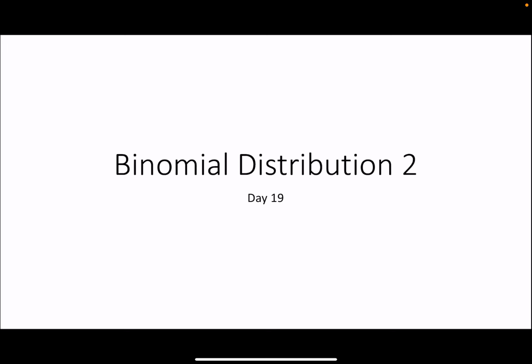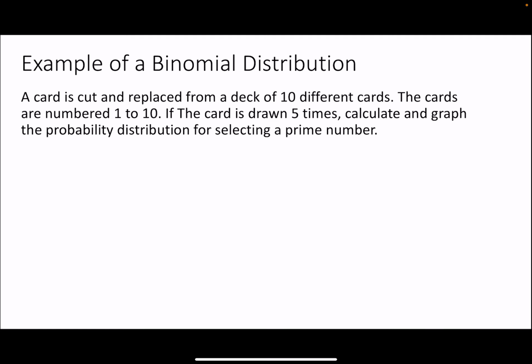So let's look at another example of binomial distribution. We're just doing the same thing again. So I have an example of a card is cut and replaced from a deck of 10 different cards. So I have 10 different cards that are numbered 1 to 10. If a card is drawn 5 times and replaced, right? Calculate and graph the probability distribution for selecting a prime number.